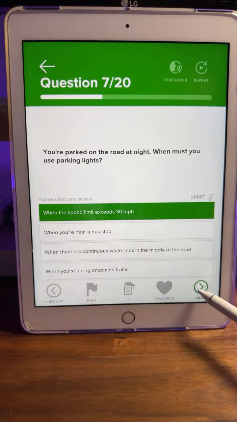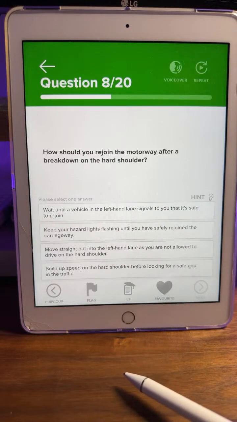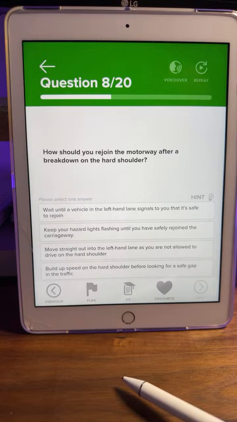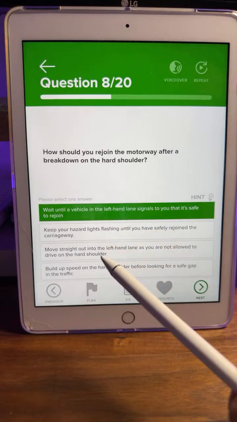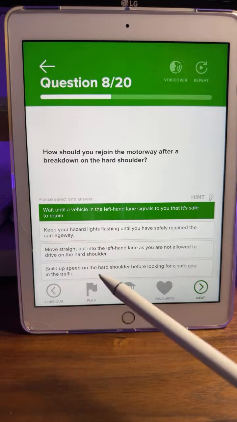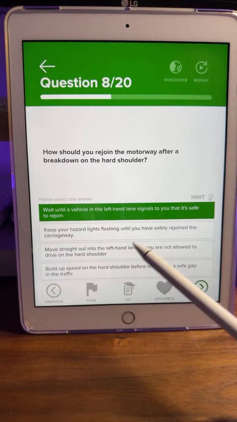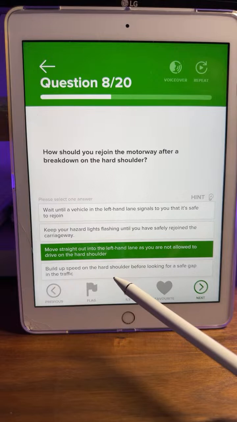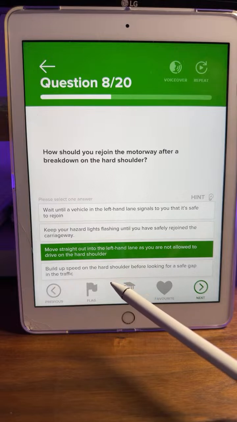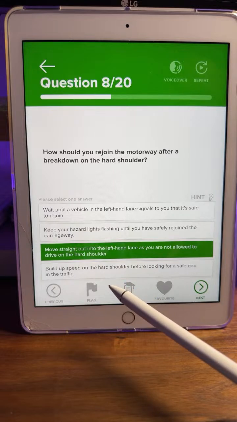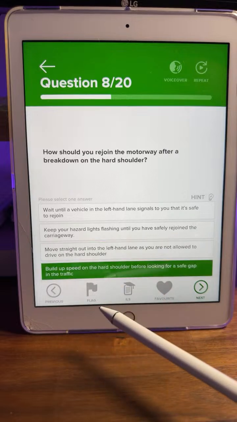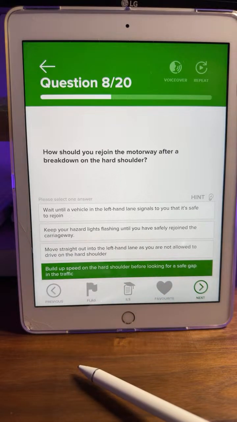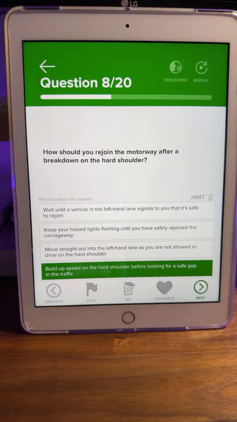Okay. Let's click on to question 8. How should you rejoin the motorway after a breakdown on the hard shoulder? Wait until a vehicle in the left-hand lane signals to you that it's safe to rejoin. Keep your hazard lights flashing until you have safely rejoined the carriageway. Move straight out into the left-hand lane as you're not allowed to drive on the hard shoulder, or build up your speed on the hard shoulder before looking for a safe gap in the traffic. A, B, C, or D. Now think which is the safest option. Which is the safest option?